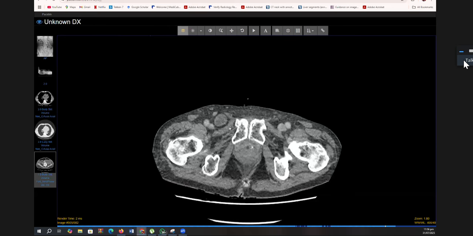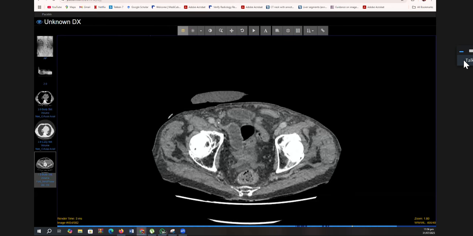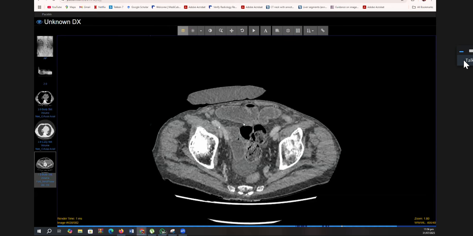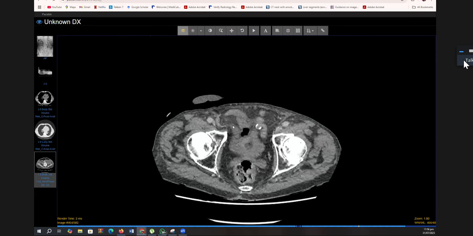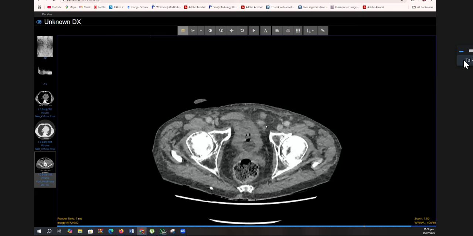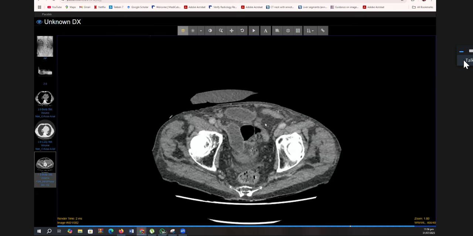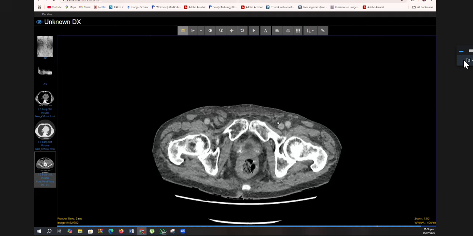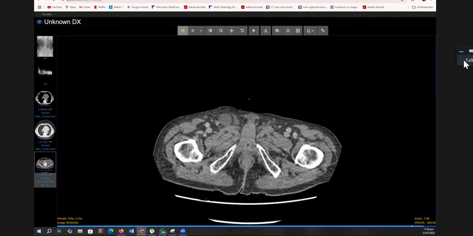Sir, there is a herniation of the bowel loop. It is not going in the inguinal canal, and I can see it parallel to the femoral vessels. So it's likely a femoral hernia. Okay, and you are correct.